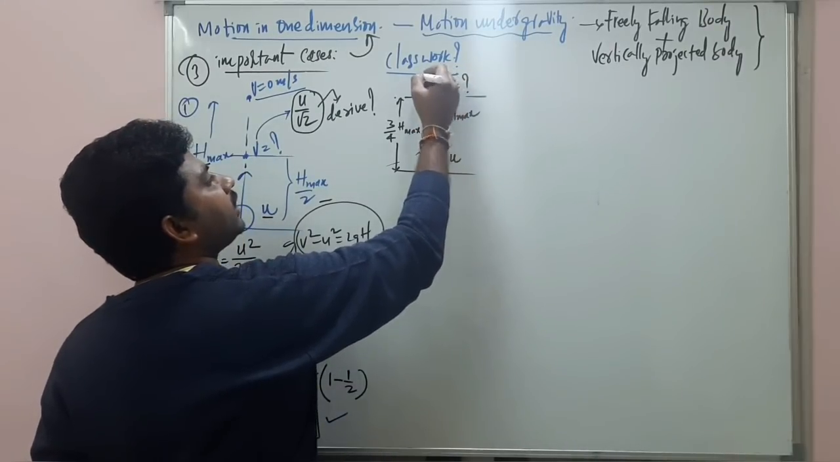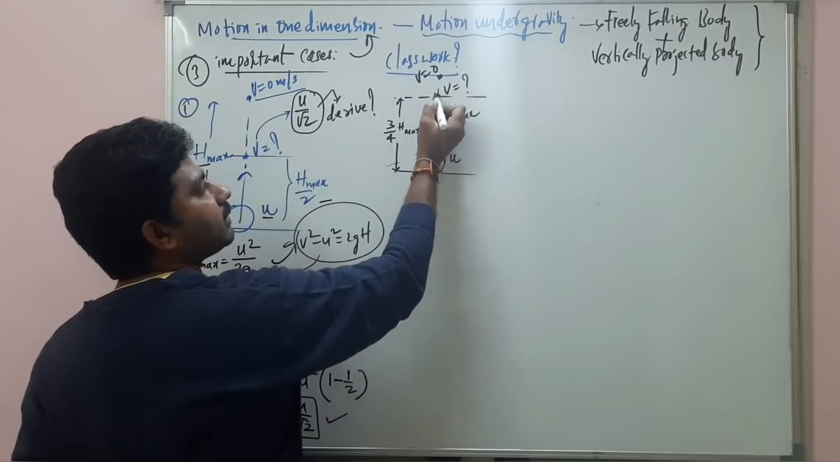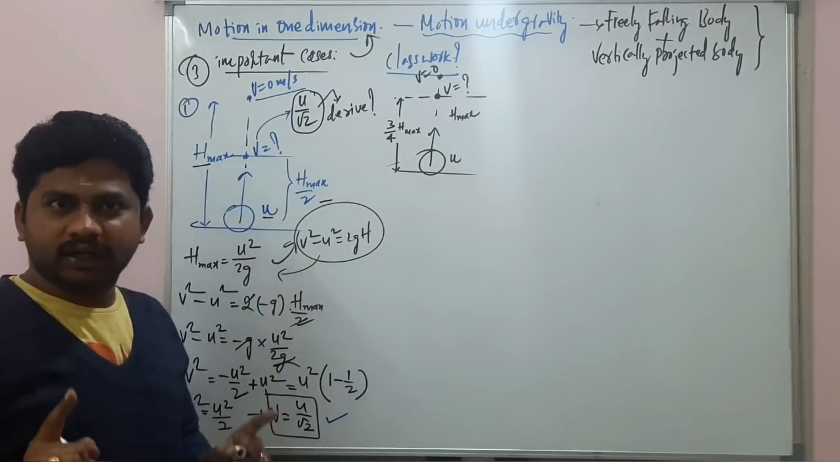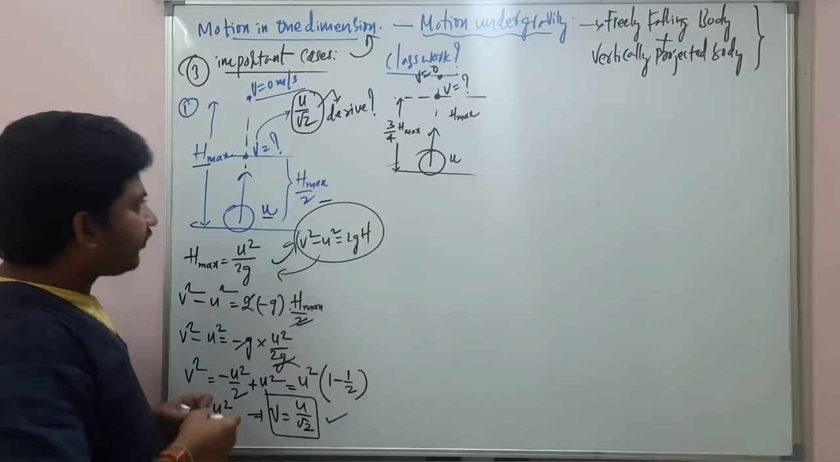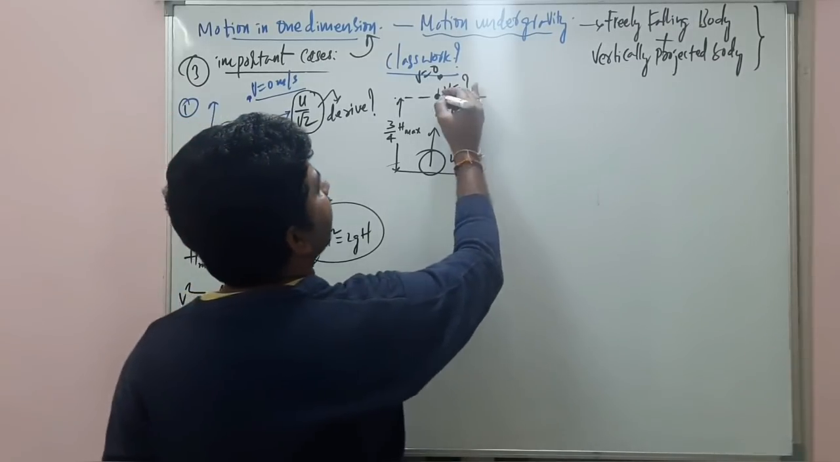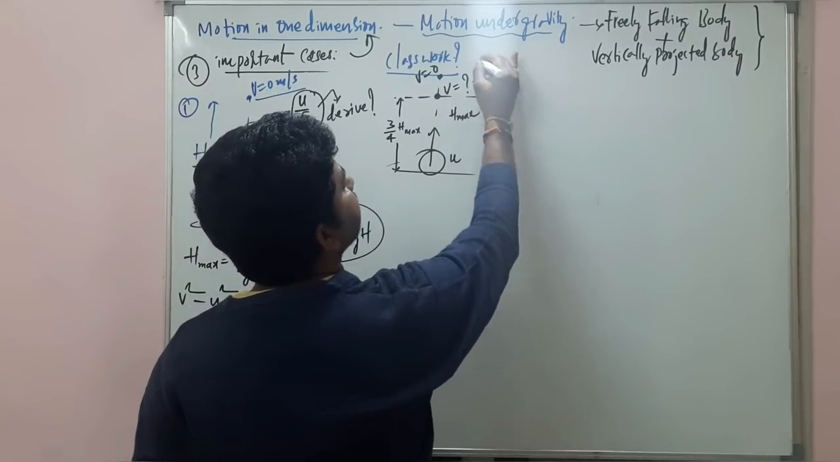So at this point final velocity is 0, right? After traveling 3 by 4 of maximum height, find the final velocity. Don't miss it, right? If you solve in the same way, you will get the final velocity at this point equal to u by 2 meters per second, my dear students.